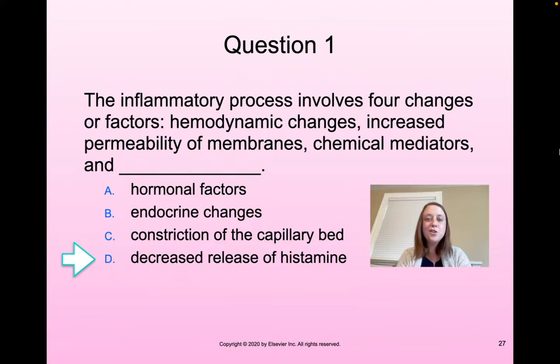All right, so let's review a couple questions. First question: the inflammatory process involves 4 changes or factors: hemodynamic changes, increased permeability of membranes, chemical mediators, and what? The answer is D, decreased release of histamine. That's the response where the body kicks in after starting inflammation and comes in afterwards and says, now it's time to have an anti-inflammatory effect.